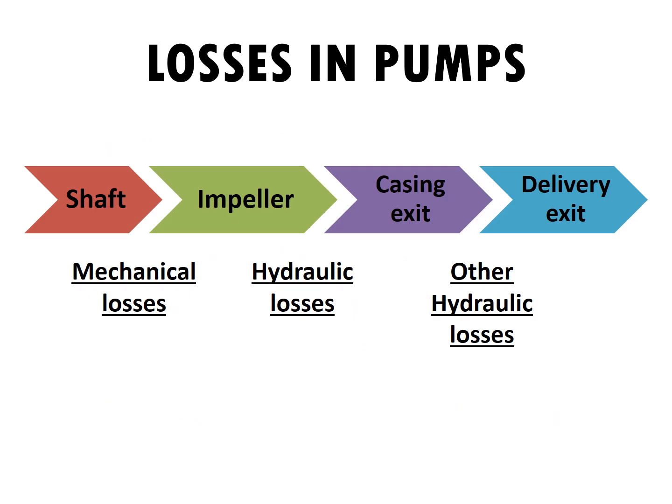Now we will look at where these losses are happening. In this figure, you can see that first one is shaft, second impeller, casing exit, and delivery exit. So mechanical losses are placed between shaft and impeller, which means that mechanical losses happen while the liquid or the water is passing through shaft and impeller. Similarly, hydraulic losses are losses occurring between impeller and casing exit. And other hydraulic losses are the losses happening between casing exit and delivery exit. That is why these three losses are placed in the intermediate between each of these components.